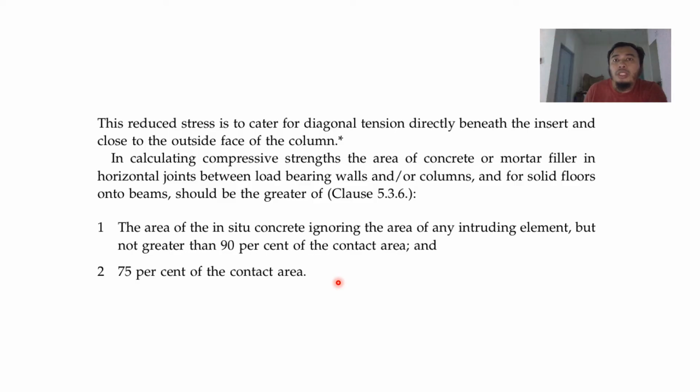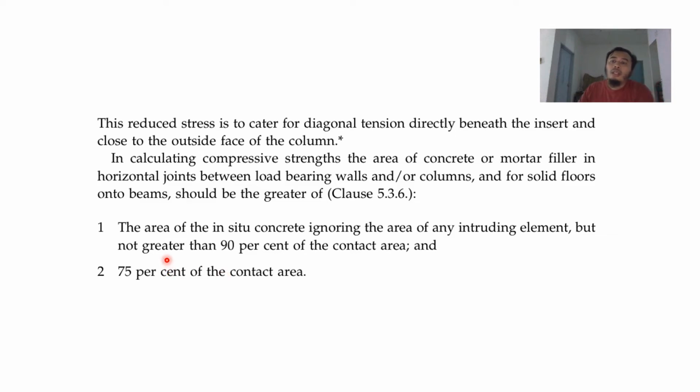So if the beam is smaller than the column supporting it, the contact area will be based on the beam, and the area of concrete or mortar filler should be greater than 70% of the contact area.